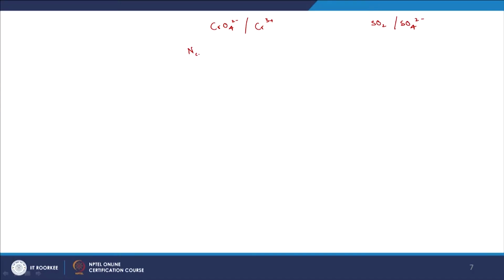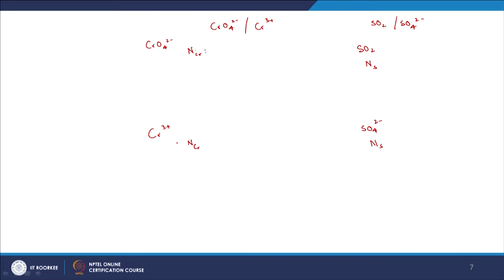So obviously now I am going to calculate the oxidation state of chromium, and that I will do for CrO4 2- first, and then for Cr3+, the oxidation state of chromium. And the same case here in SO2, the oxidation state of sulfur, and again here in SO4 2-, the oxidation state of sulfur. So again, how do I calculate that here?